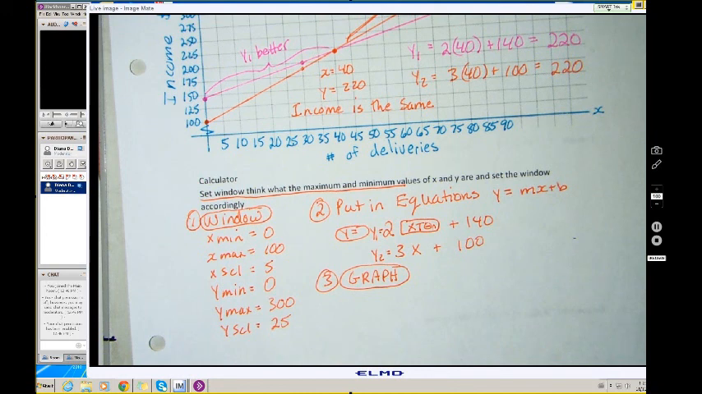Is yours working? Some sort of plot. It'll take me a while to figure that one out.